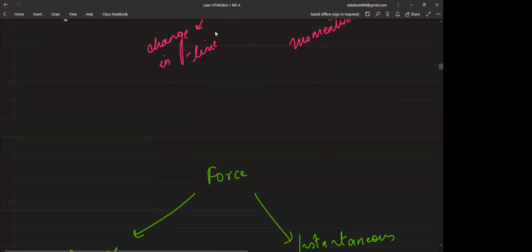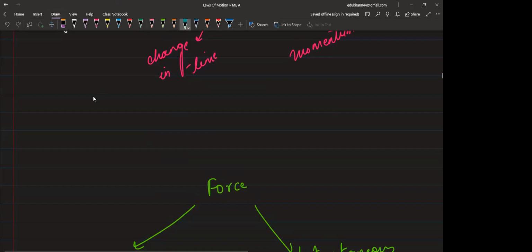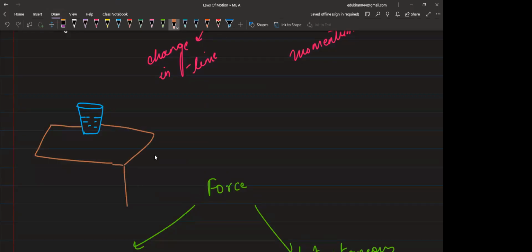Now class, whenever we are studying force, the concept of internal and external force should be clear to you. Suppose I'm giving you an example. I am taking a glass of water, a glass filled with water, and I have kept it on a table. This is the system which is under my study. This table plus this glass is the area of observation for me.